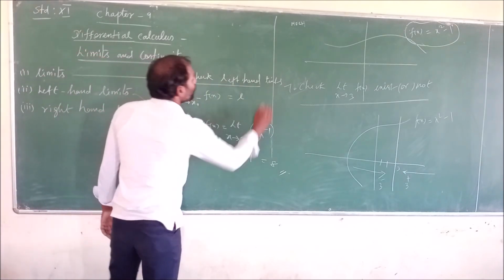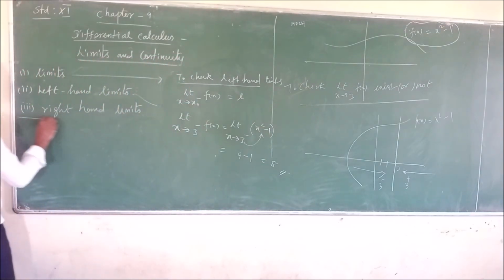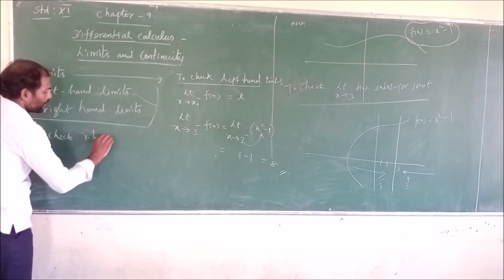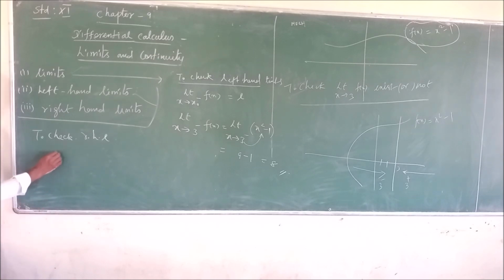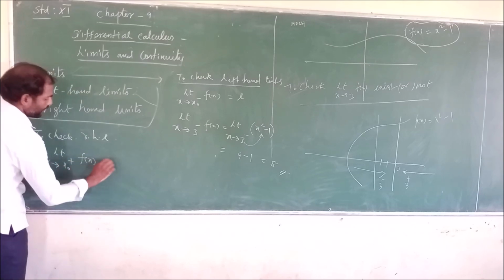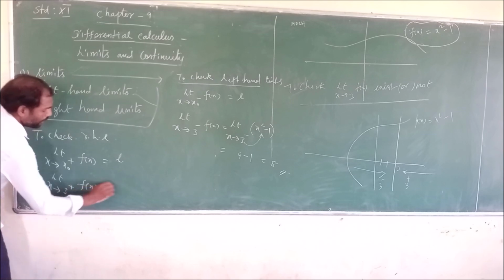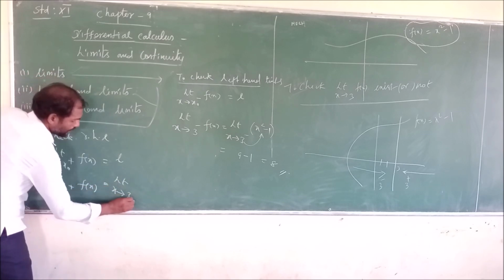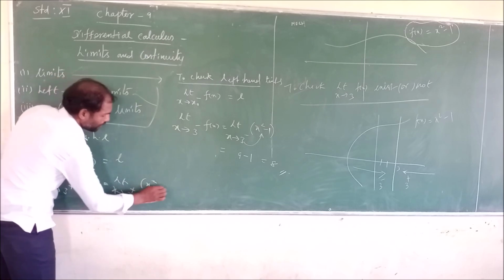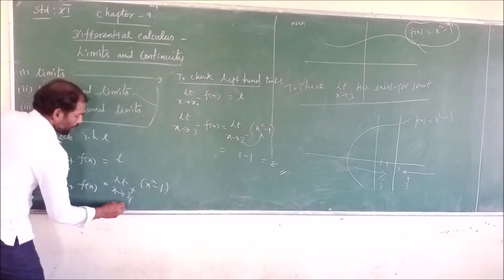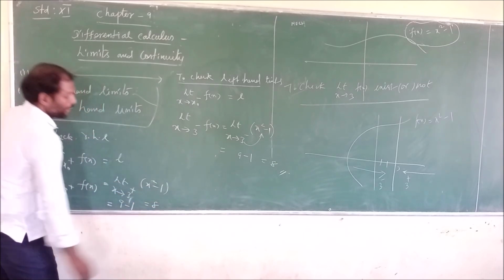Again, to check the right-hand limit. The right-hand limit formula is the limit as x tends to x naught plus of f of x equal to some L. Therefore, the limit as x tends to 3 plus of f of x, where f of x is x square minus 1, replaced by 3 in the given problem. Therefore, 3 square is 9, minus 1 equal to 8.